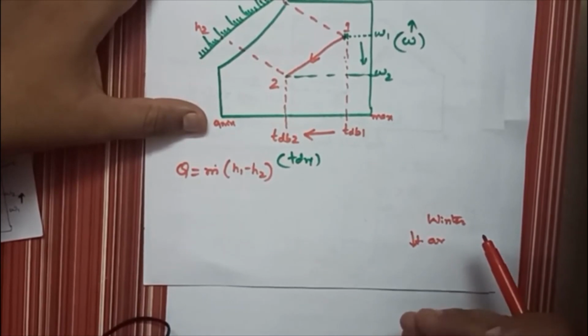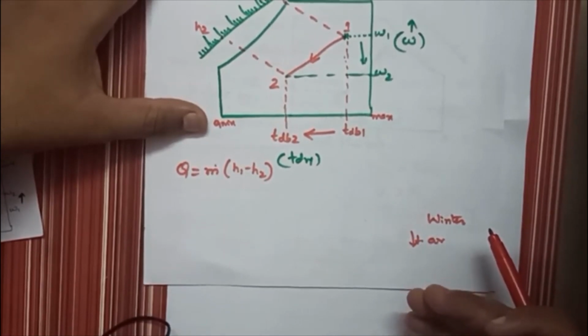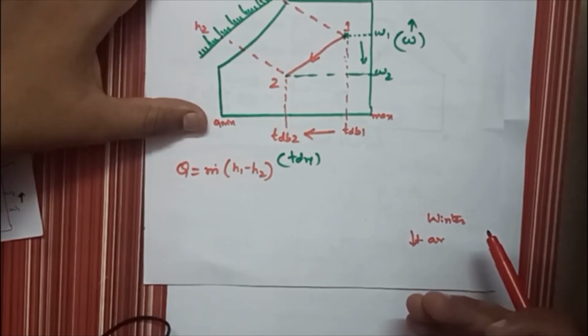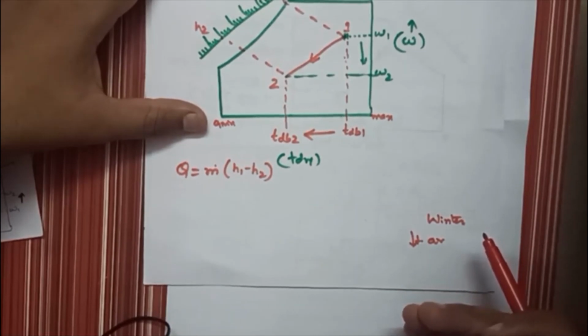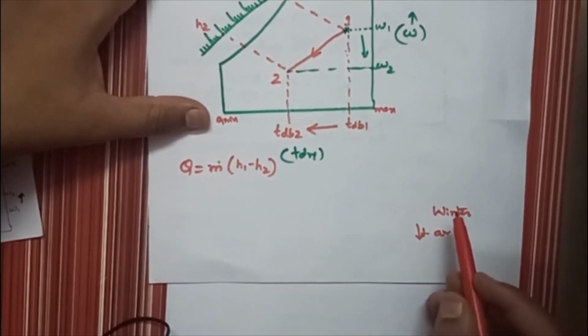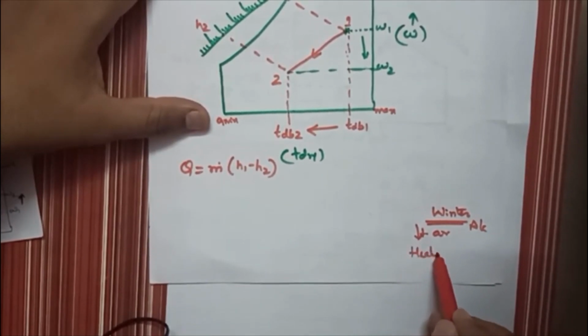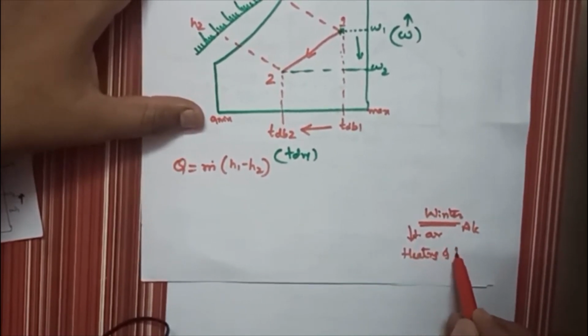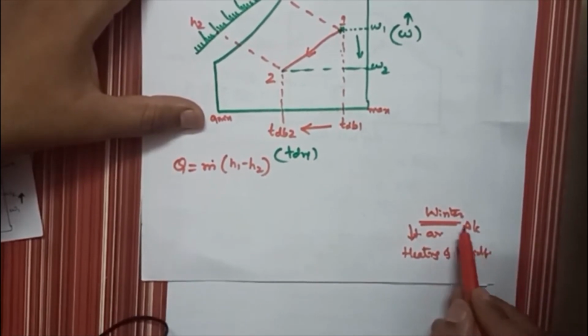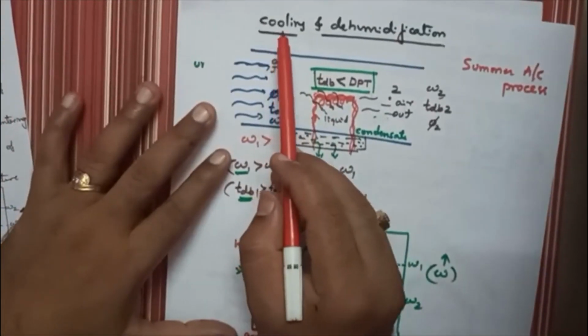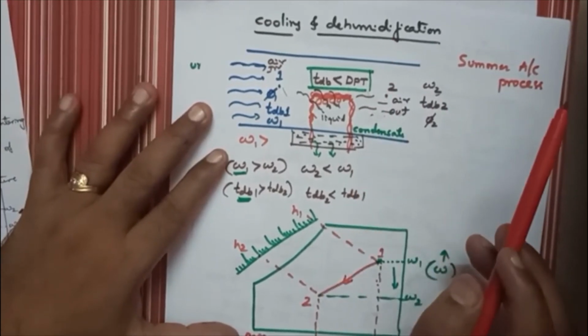So to make it 25 to 27, we need to heat. And at the same time, in winter air conditioning, the moisture content in the air is less. So we need to do humidification. So in winter air conditioning, we need to do heating and humidification. Heating and humidification is the process in winter air conditioning, but here it is cooling and dehumidification in summer air conditioning.